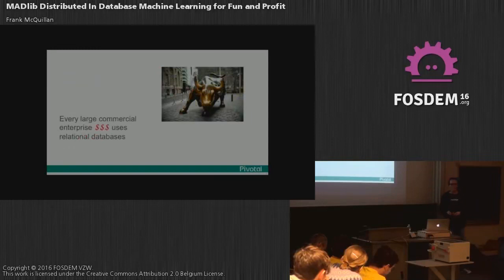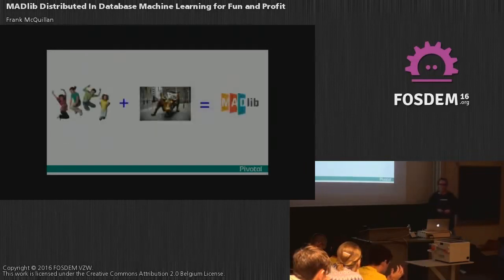So fact number 2 is that if you look at every large commercial enterprise out there, they're using relational databases. They're using data which is arranged in relational form in some way, shape, or form. So if you kind of combine, for those of you who don't know, that is the Wall Street Bull. So if you put those two together, this is the equation that you end up with, which is that fun plus money equals Madlib. So that's the area that I'd like to talk to you about today.